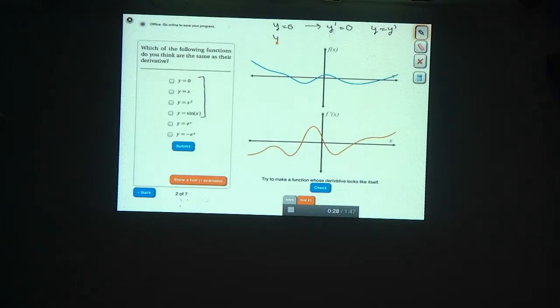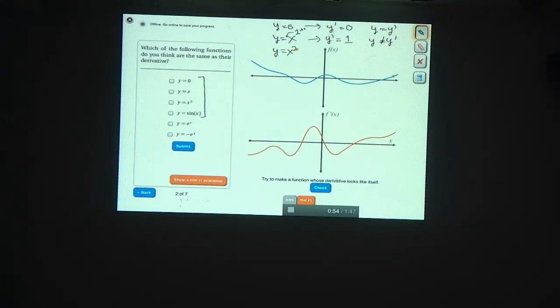Now what about the derivative of y equals x? Well, we can write x as x to the 1, so then we can use the power rule to bring the 1 in front, and then we can change this 1 to a 0. So what we're left with is y prime equals 1 times x to the 0, which is just 1. Now y doesn't equal y prime, so we won't select that one.